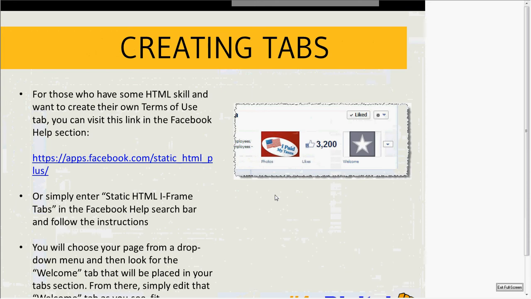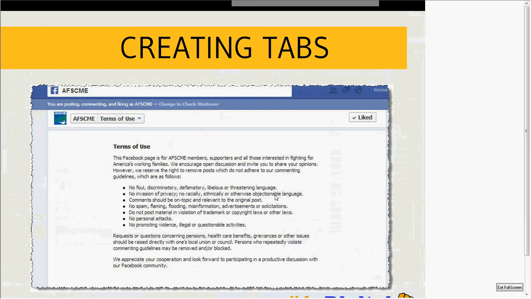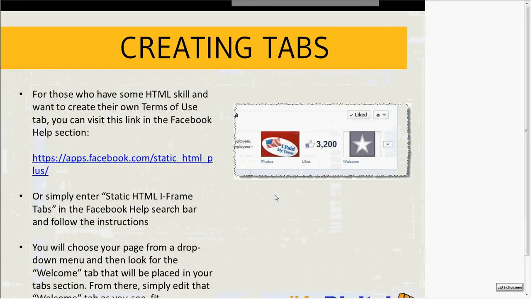But in order to create this, for those that have a little HTML skill, you can pretty much go into Facebook to this link right here, apps.facebook.com/statichtml+, and you can create your own custom tab, and you'll see a drop-down menu of what page it is. If you monitor multiple pages, it'll ask you what page you want to create a tab on, and it'll start out as just a Welcome tab, and you can go in there and edit that. And again, you need a little bit of HTML skill just to make sure that your post looks good, like that Terms of Use did right there. That didn't take too much, but we do have some bullets in there and whatnot.